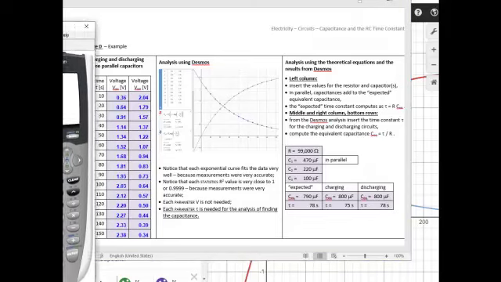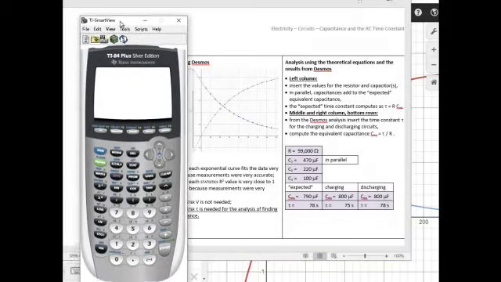All right, and then using these time constants, I will compute the capacitance, the total capacitance. So I'm going to do 75 divided by the resistance. The equation is right here. Capacitance equals time constant divided by resistance. In this case, I used 99,000. So there we go.